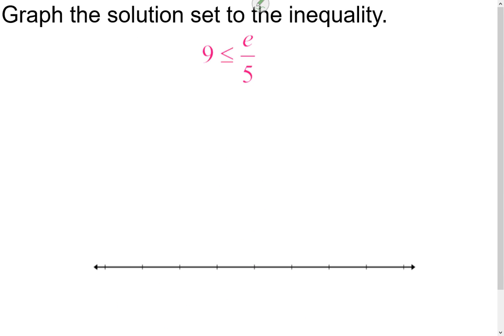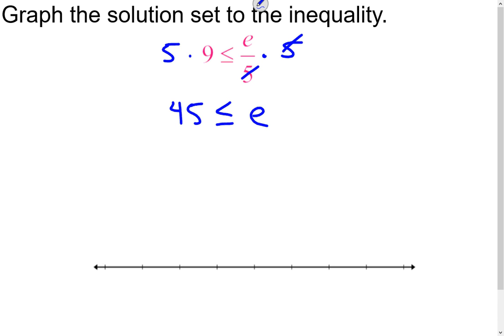Now we have a fraction. Remember that fractions just mean to divide, so when I look at it, it's really saying e divided by 5 on the right side. So for me to get rid of that divide by 5, I'm going to multiply both sides by 5. My 5's divide out, become 1s. I'm left with the e. Here's the 45. Again, we're multiplying by a positive, so our inequality symbol stays as is.